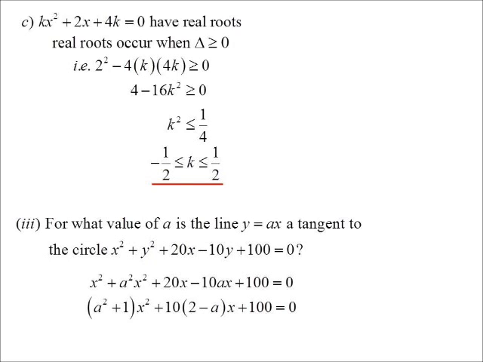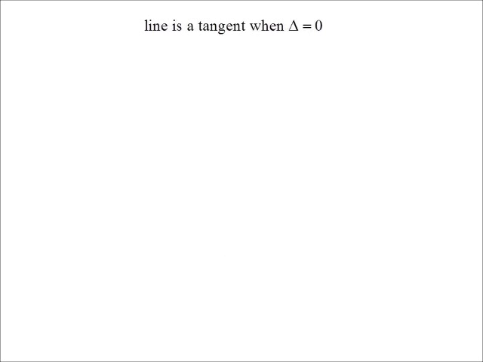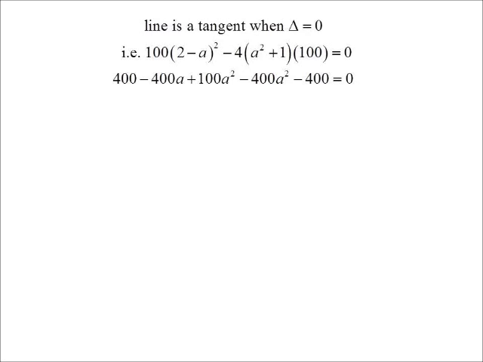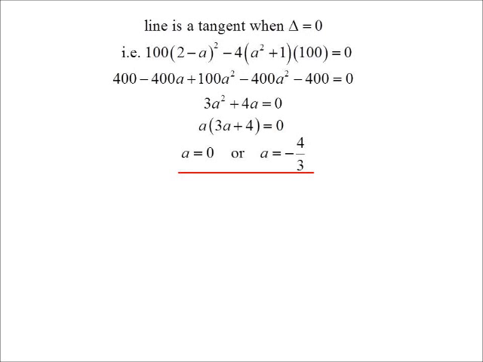Sub in y equals ax, and you can see we've ended up with a quadratic. Now, if this quadratic only has one solution, what does that mean? B squared minus 4ac is equal to 0. So the discriminant is equal to 0. I don't actually have to go and solve the equation. So I can say, well, look, I know it's going to be a tangent when the discriminant is 0. Well, there's one solution. B squared minus 4ac. Gosh, that should be dividing by 100. There we go. 3a squared plus 4a is 0. We had two possibilities. a is 0 or a is minus 4 over 3.